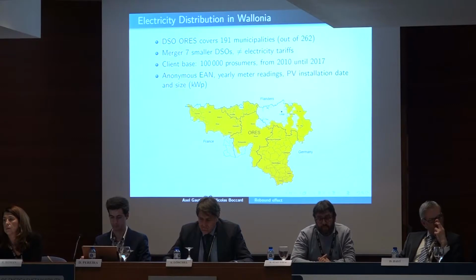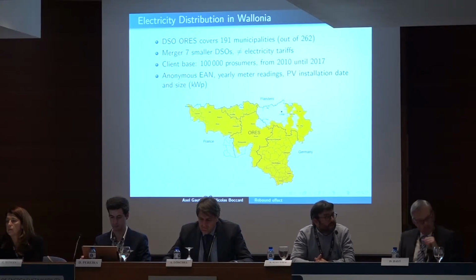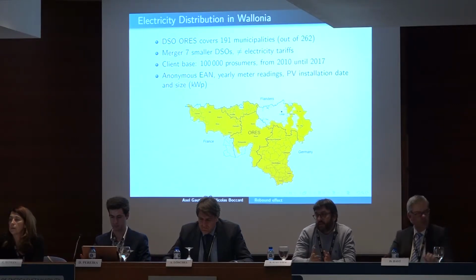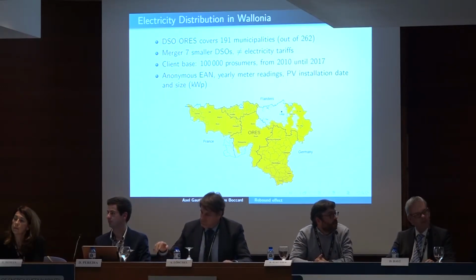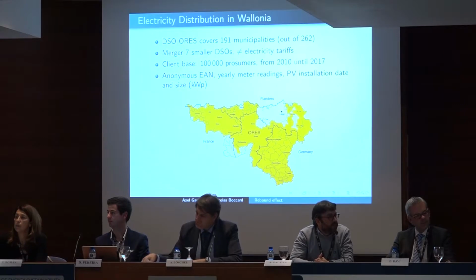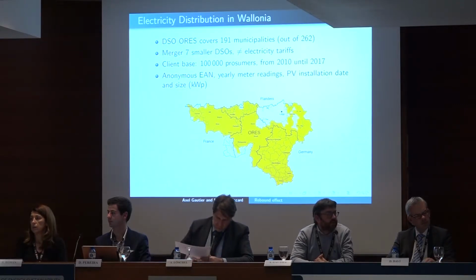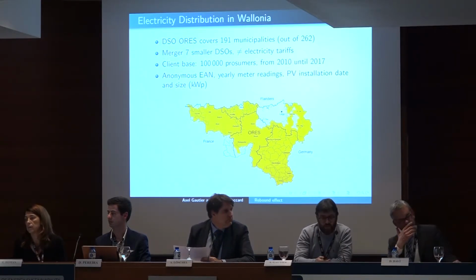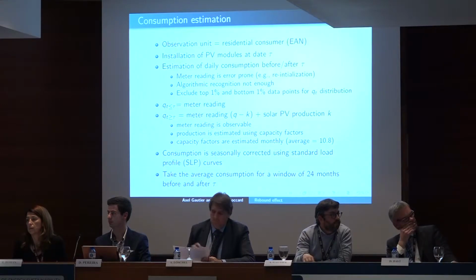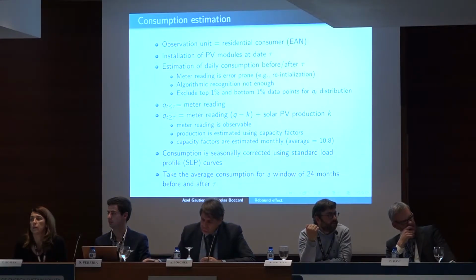And what do we have? We have an anonymous EAN, which is an identification for the meter. And then we have the yearly meter readings, the PV installation date, the PV installation size, and the zip code for the installation. That's the data we have. So the unit of observation is the meter.